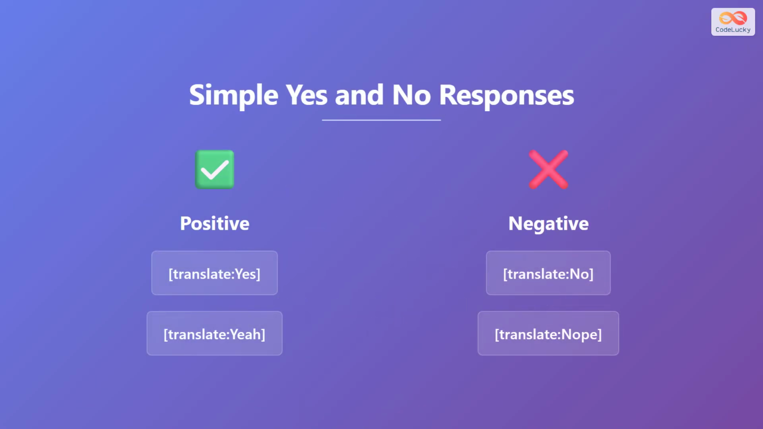Let's begin with the most basic responses. The simplest way to say yes in English is just yes. You can also use yeah, which is a more relaxed version. For negative responses, you can say no or nope. Nope is informal and casual. These are the building blocks of all responses in English.